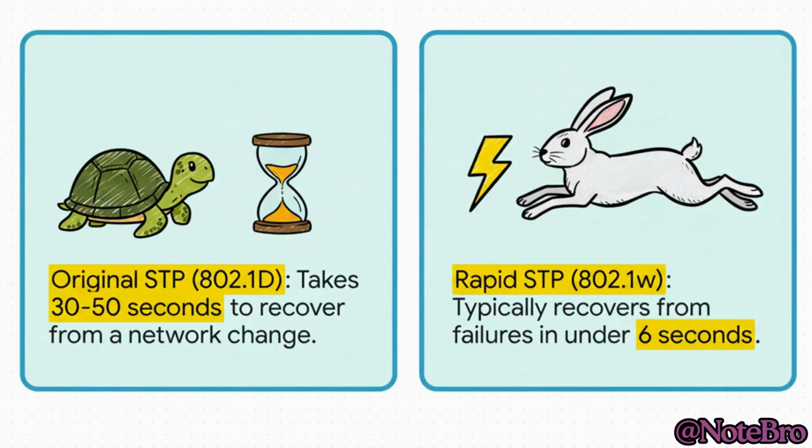And the protocol has gotten way, way better over time. The original version, well, it was a little slow on the uptake. It could take 30 to 50 seconds to recover from a failure, which is an eternity in network time. But the modern version, Rapid Spanning Tree Protocol, is lightning fast. It can detect a failure and switch to a backup path in under 6 seconds. This is the logic that keeps our modern networks both stable and incredibly resilient.